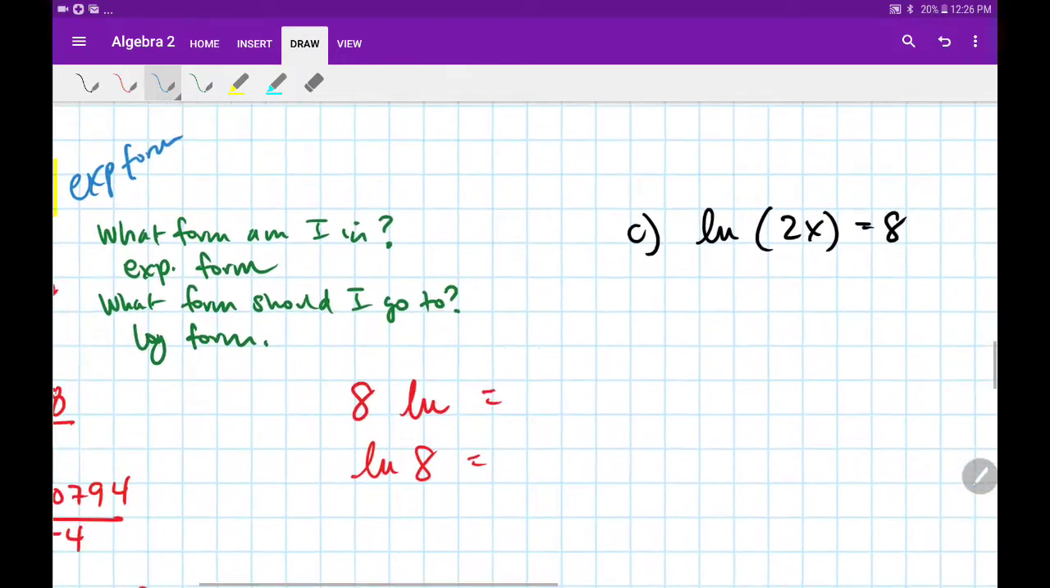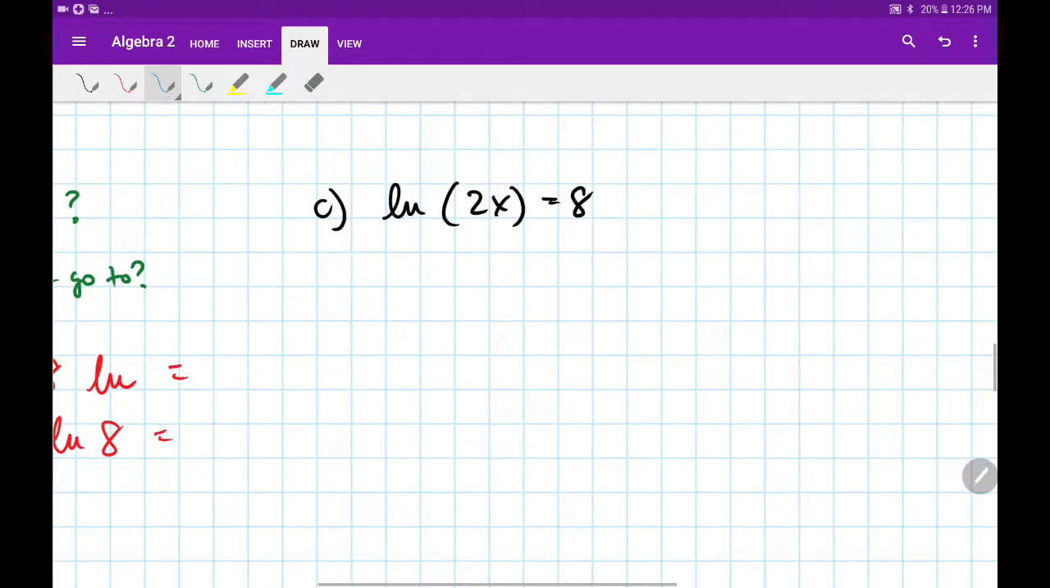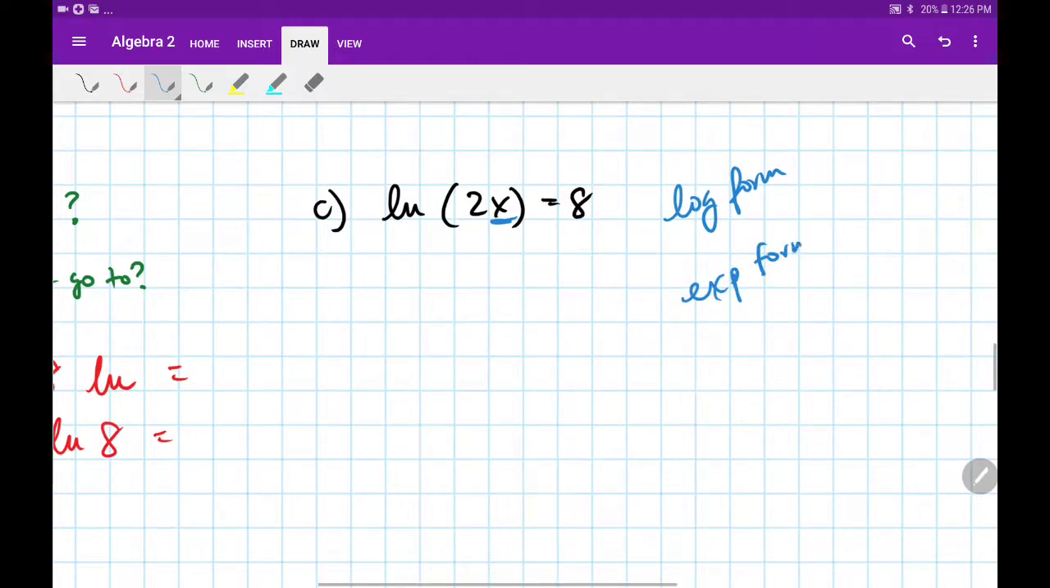In this example, though, what form are we in to start with? We're in log form. So to solve for x, to get it outside of the log, we need to go into exponential form. So see if you remember how that works. Cross out the log, bring down the guy that's after the log, set it equal to, oh, what's our missing base? We must write it in. Our missing base is e. It goes e to the power of 8.